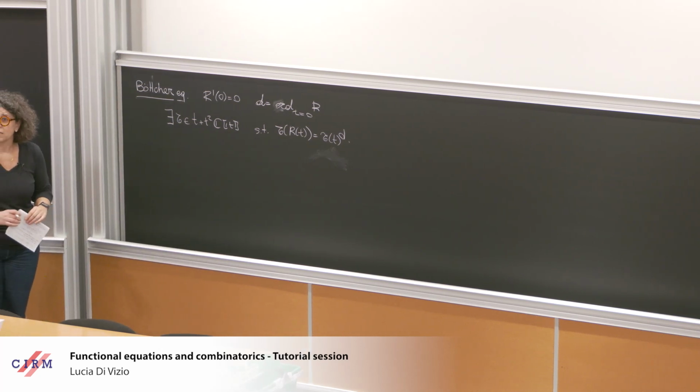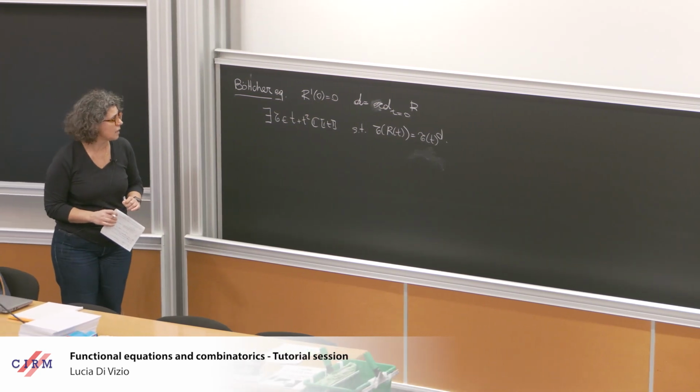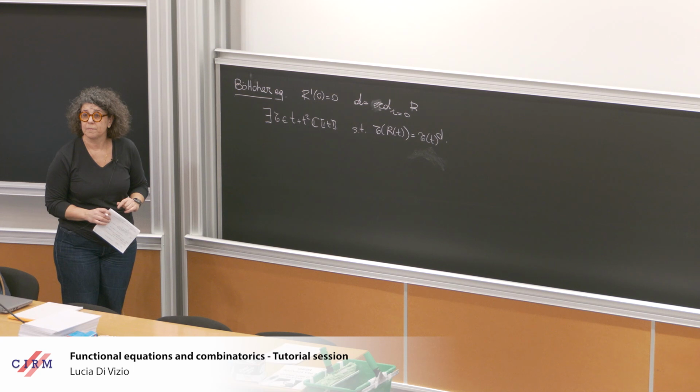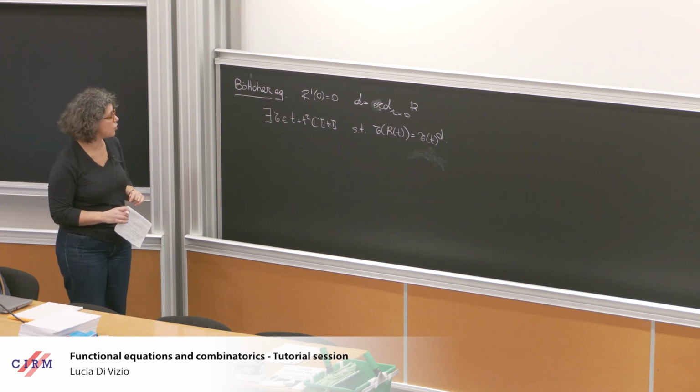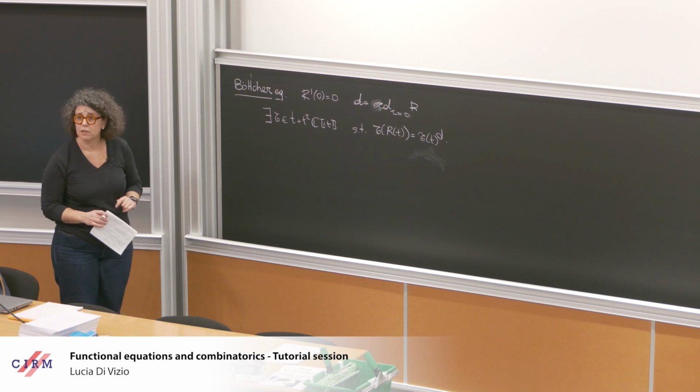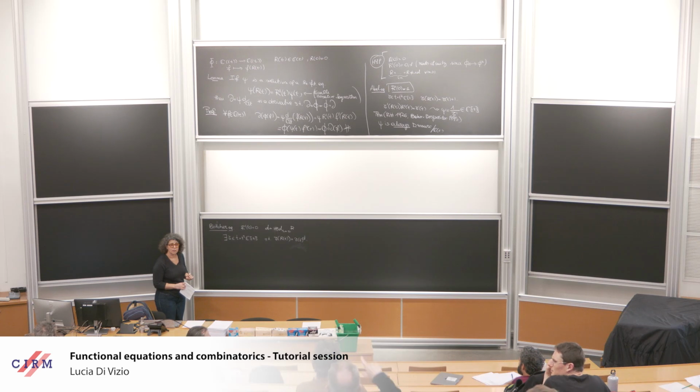What about the leading coefficient of r? It doesn't matter. Was it supposed to be 0 or not? The leading or the constant coefficient? No, the r of 0 is 0, right? Yes. And then r prime of 0. So the leading coefficient doesn't matter. Okay.